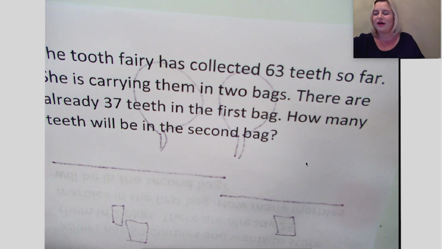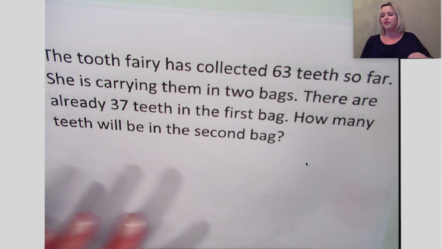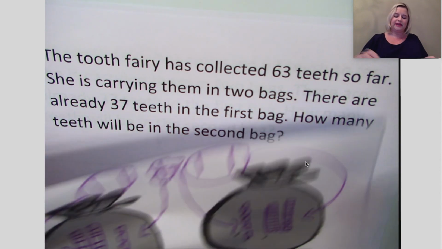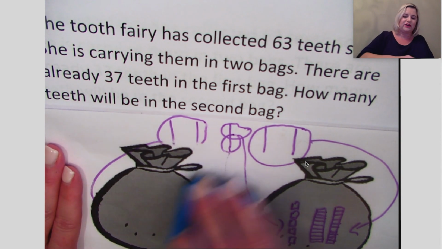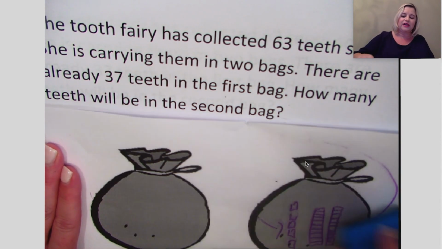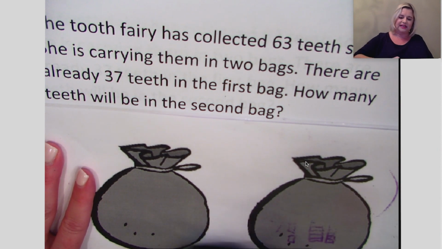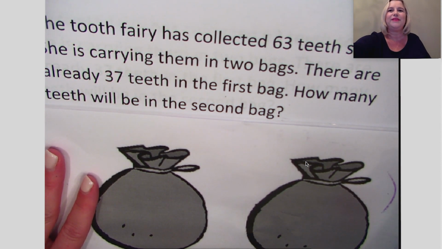Awesome job! I'm going to actually use the two bags from the beginning. So let's read it again. The Tooth Fairy has collected 63 teeth so far. She is carrying them in two bags. There are already 37 teeth in the first bag. How many teeth will be in the second bag? Are you ready to get started?